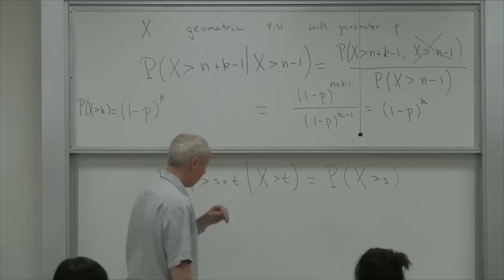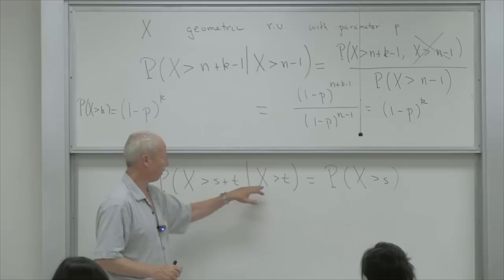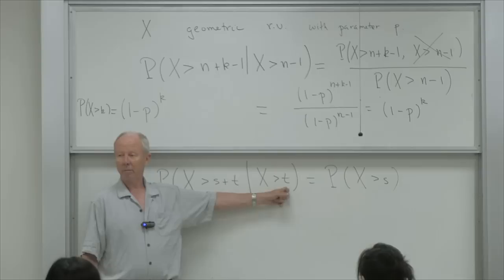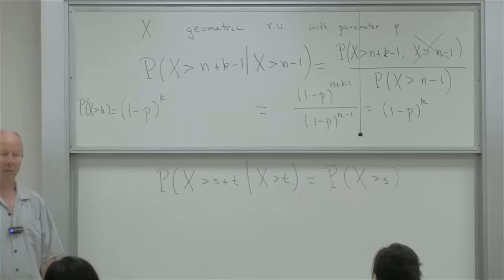if you're interpreting this in terms of light bulbs, and X is the time when the light bulb burns out, you put the light bulb in, now you keep track of how long it's been burning. The first moment it burns out, that's the value of capital X. It says that this is the event that the light bulb has not burned out by time t. It's still, when it burns out is later than t. What's the probability that it lasts longer than s plus t moments, given that it's lasted t moments? It says that it's the probability that it lasts at least s moments.